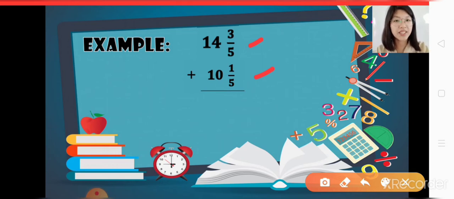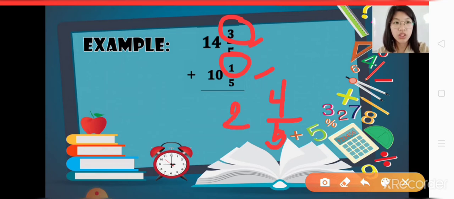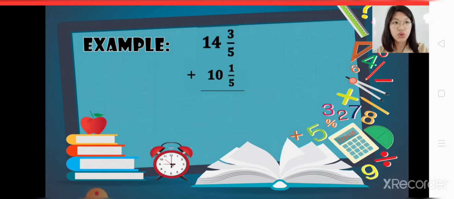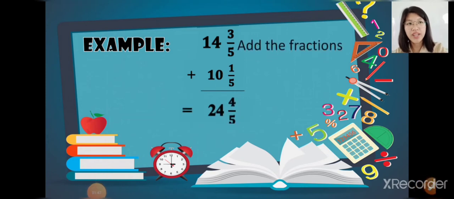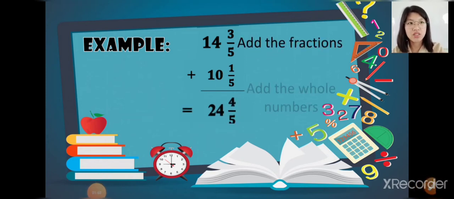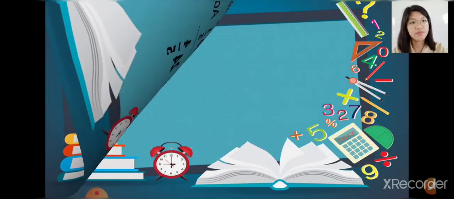So, dito, kapag mag-add tayo ng similar fraction, add nyo muna yung numerator. Yun yung 3 and 1. So, 3 plus 1 will give you 4. Then, copy the common denominator which is 5. That's why yung fraction natin ay 4 over 5. Then, yung whole number naman, 14 plus 10 will give you 24. Kaya ang answer natin ay 24 and 4 over 5. Yan. So, anong ginawa natin? First is to add the fractions. Second one is to add the whole numbers.